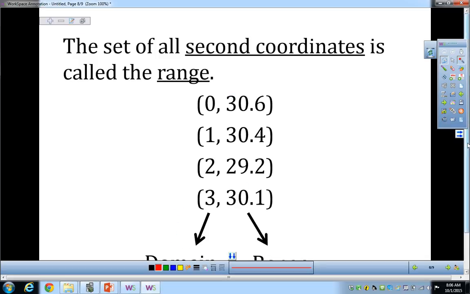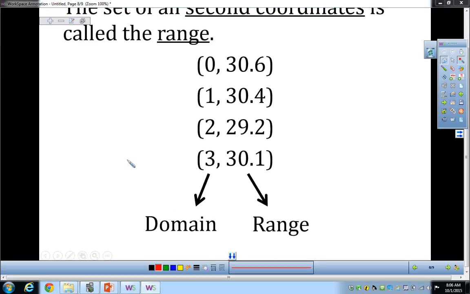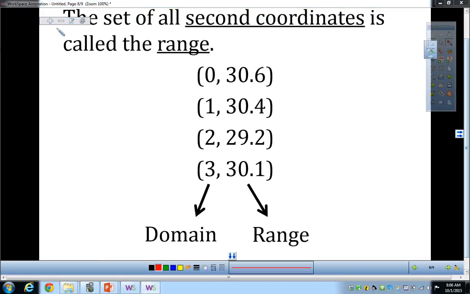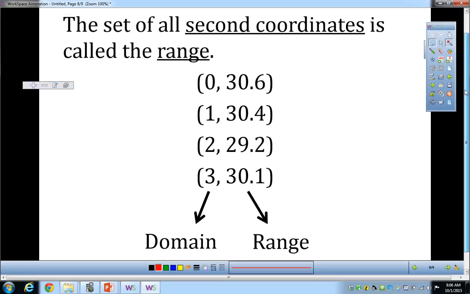Whoops, I have to draw this out. You should write this down, okay? Let's see if I can fit it all on the page. The set of all these second coordinates is called the range, and all the first coordinates is called the domain.